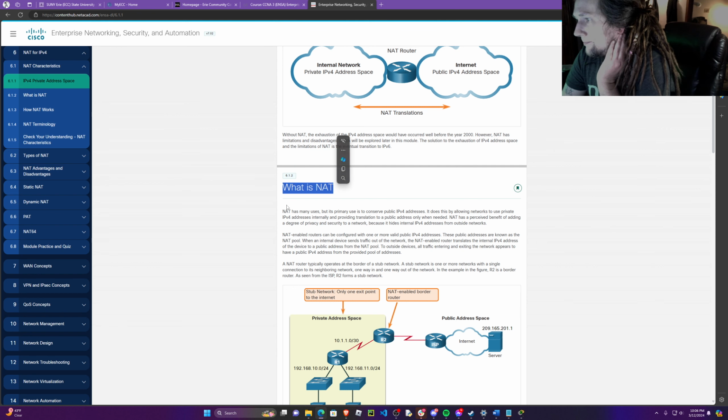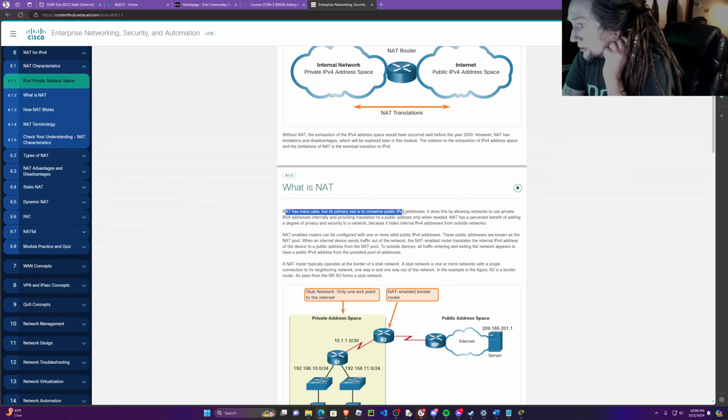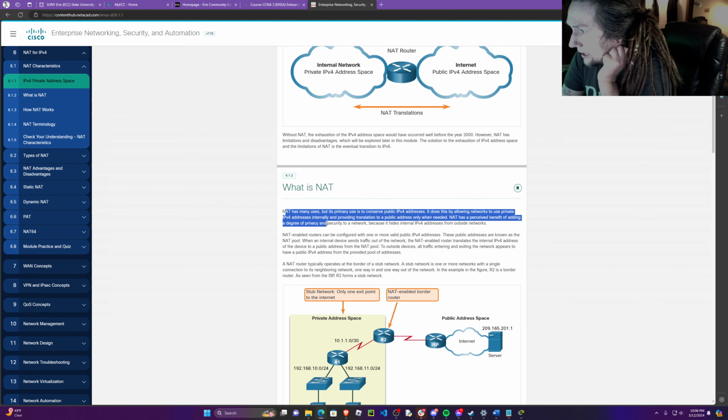What is NAT? NAT has many uses, but its primary use is to conserve public addresses. It does this by allowing networks to use private addresses internally and providing translation to a public address only when needed. NAT has a perceived benefit of adding a degree of privacy and security to a network, because it hides internal addresses from outside networks.